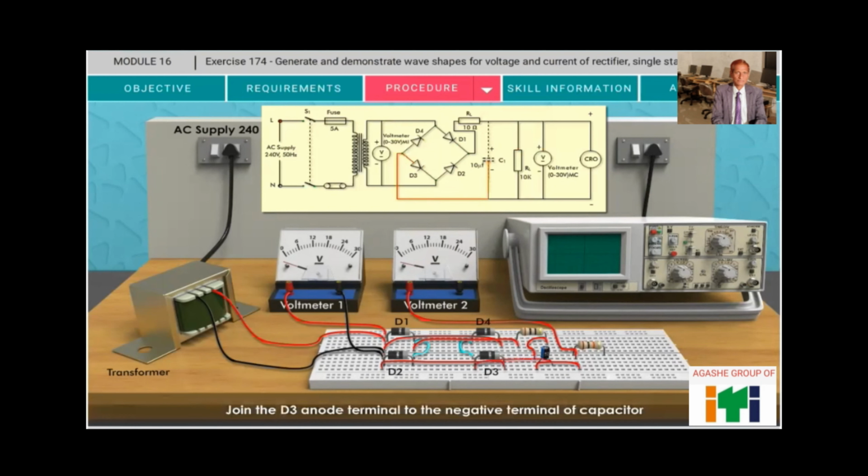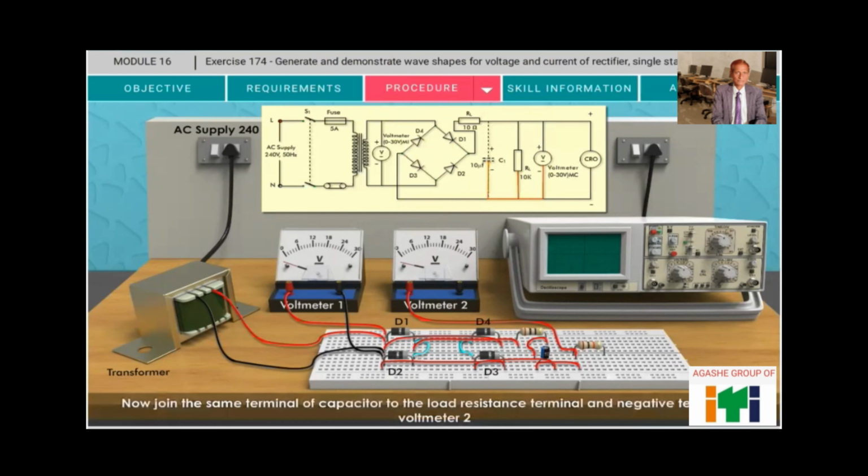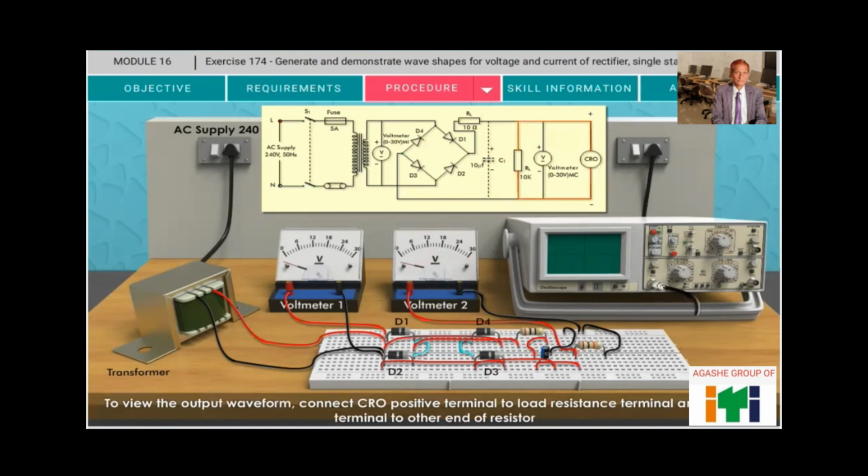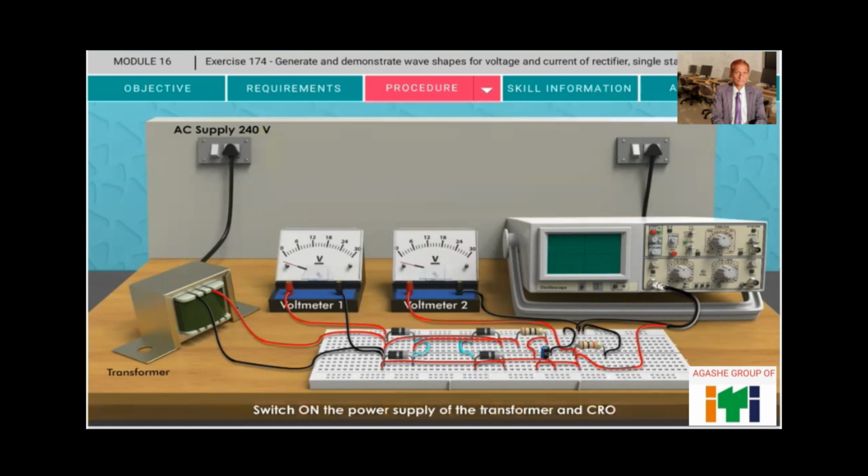Join the D3 anode terminal to the negative terminal of capacitor. Now join the same terminal of capacitor to the load resistance terminal and negative terminal of voltmeter 2. To view the output waveform, connect CRO positive terminal to load resistance terminal and negative terminal to other end of resistor. Switch on the power supply of the transformer and CRO.